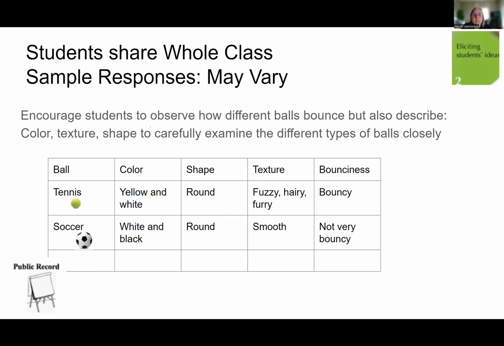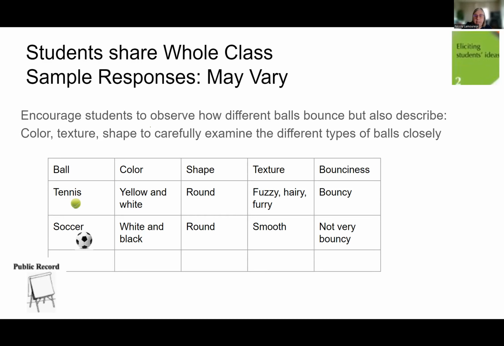So, let's talk about the color, the shape, the texture, the bounciness. Is it bouncy, not bouncy? And then introducing the name of the type of ball it is, right? Because not all students are going to know that. They're going to have played with a ball of some kind.